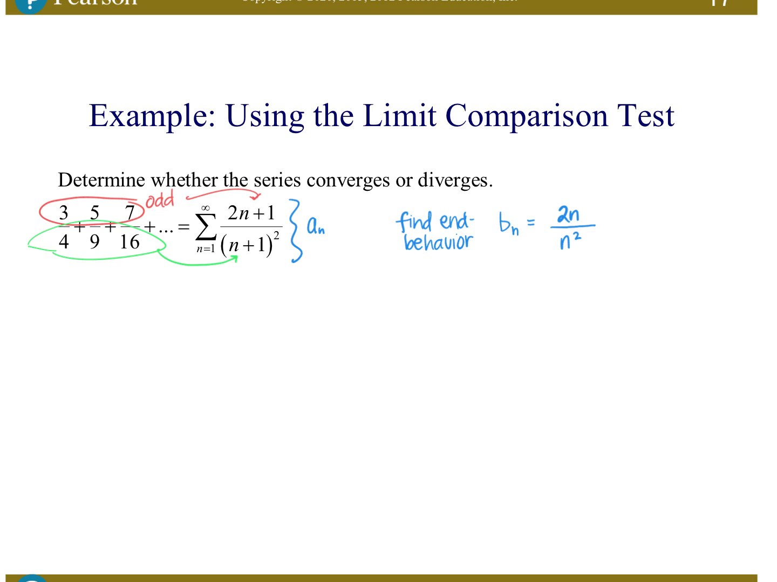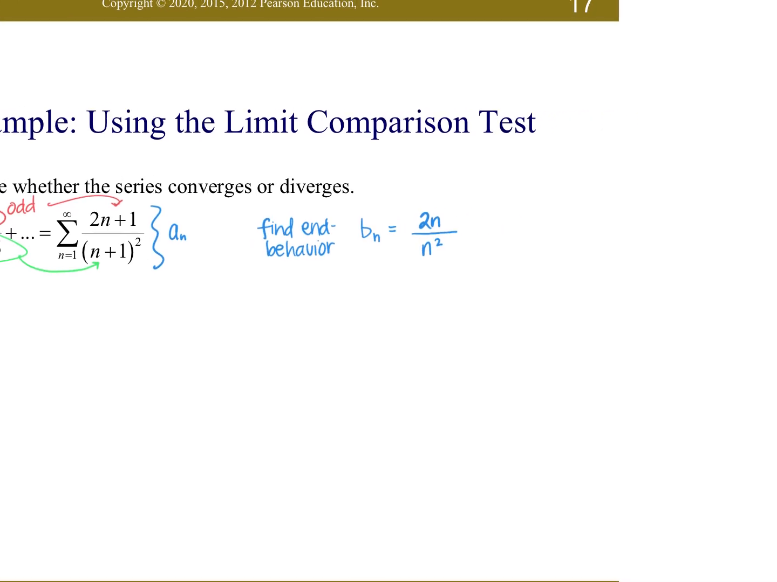In other words, that means when you're out at infinity, there's really no negligible difference between the two series. Now this end behavior model can be reduced. Of course, if we have 2n over n squared, that can be 2 over n. So we want to know, what do we know about the divergence of 2 over n?